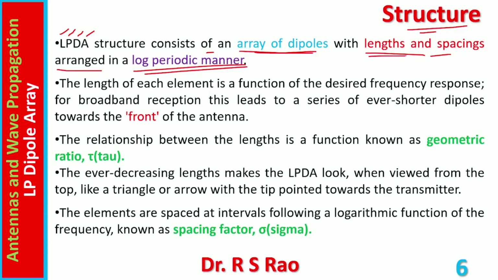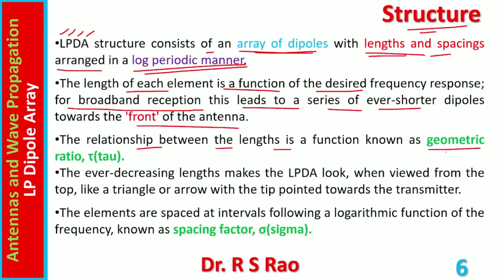Lengths vary in a log periodic manner. Spacings vary in a log periodic manner. The length of each element is a function of the desired frequency response. For broadband reception, this leads to a series of ever shorter dipoles towards the front of the antenna. The relationship between the lengths is a function which is called geometric ratio.